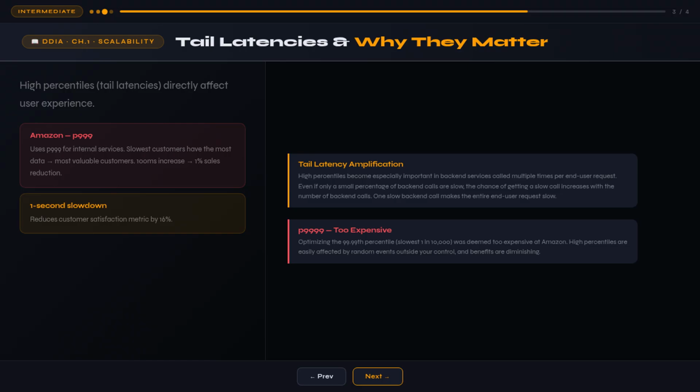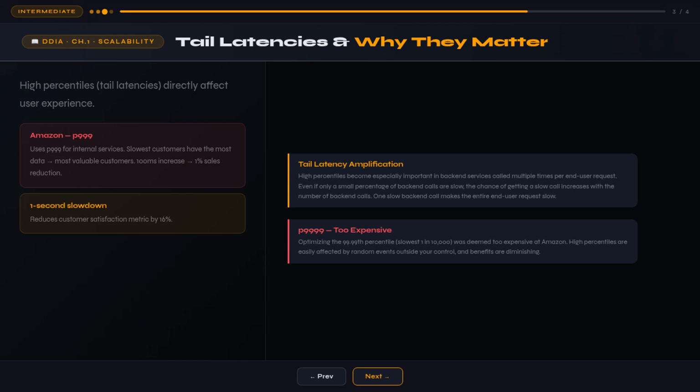That said, there are limits. Optimizing the 99.99th percentile was deemed too expensive for Amazon's purposes. Response times at very high percentiles are easily affected by random events completely outside your control, and the benefits diminish as you push further into the tail. There's a rational trade-off to be made.